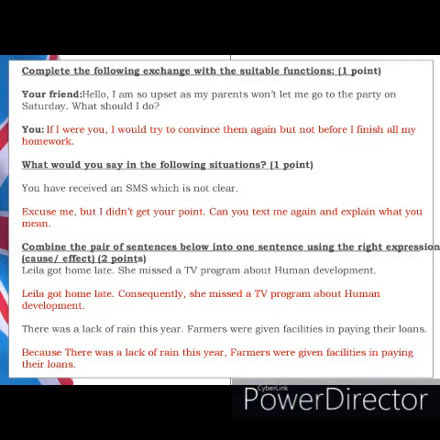Now let's move to another type of exercises. As you can see here, we've got 3 other exercises. Please follow. Complete the following exchange. Exchange, it means a dialogue with the suitable functions.